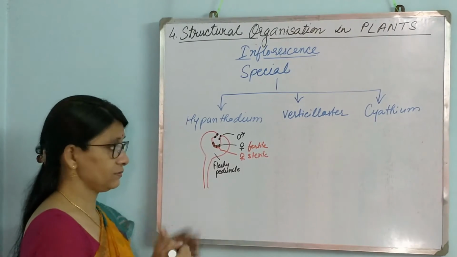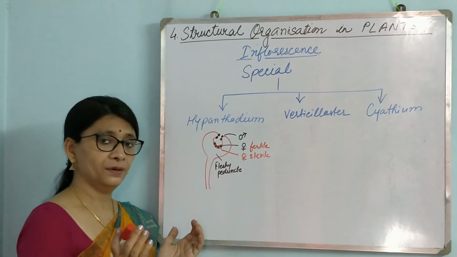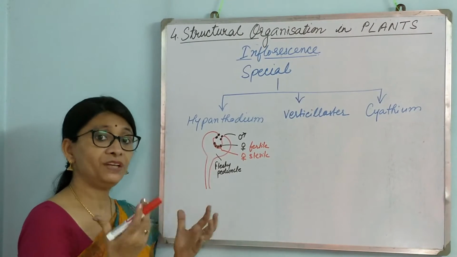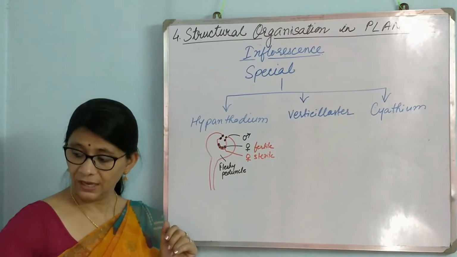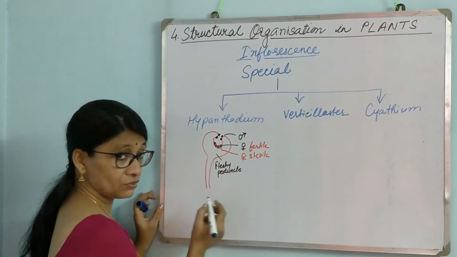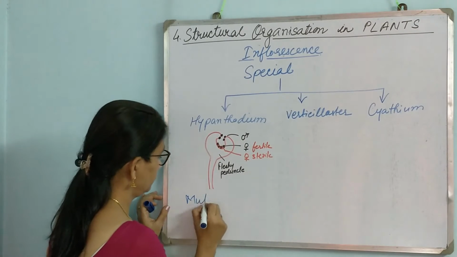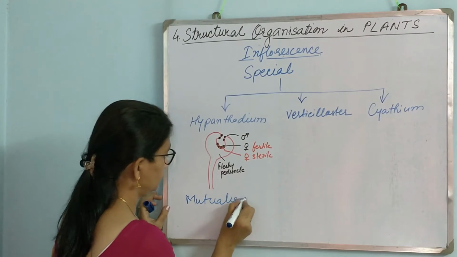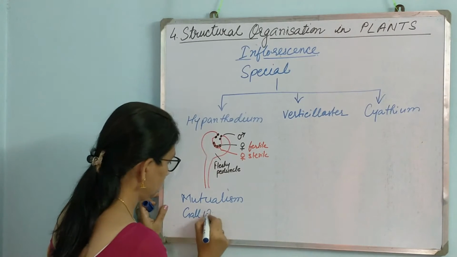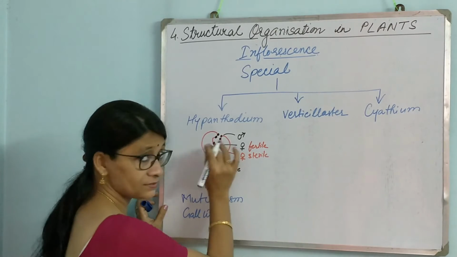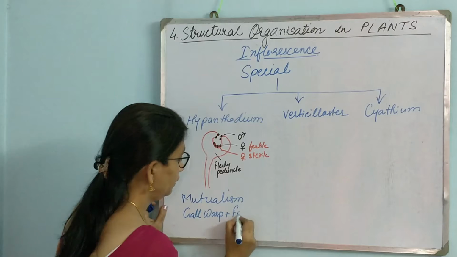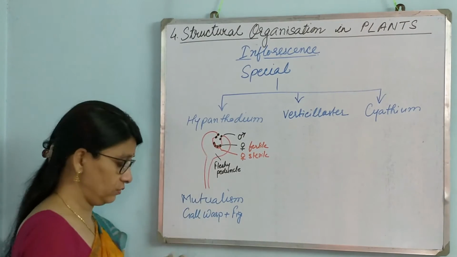So what happens? This is the whole inflorescence. Now there is a very special feature associated with this inflorescence. It shows a unique system of mutualism, and this mutualism takes place between gall wasp and this inflorescence hypanthodium, which belongs to usually fig plant. This is known as fig family.